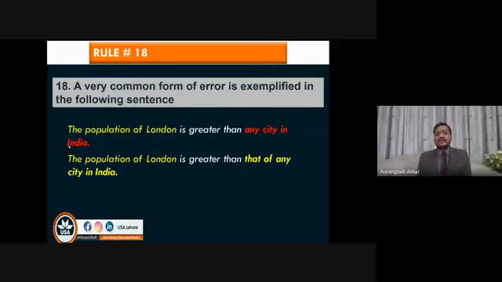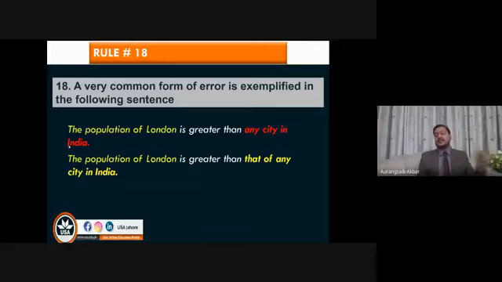In rule number 18, we discussed that there are certain rules which are simple to understand. Whenever we talk about "the population of London is greater than any city in India", we should not write "any city"; it should be "greater than that of any city".